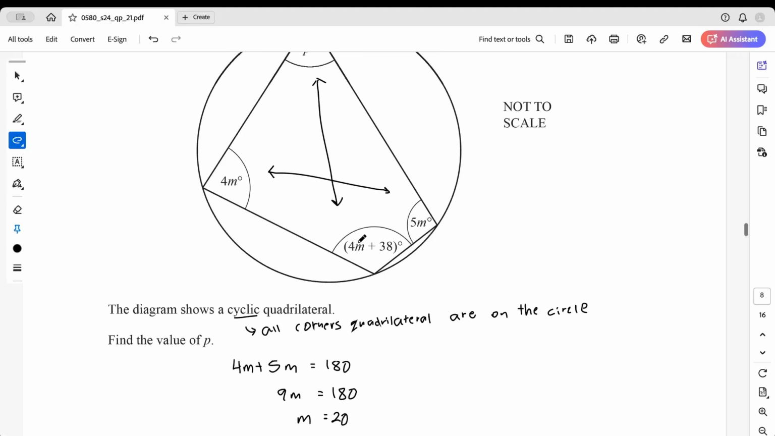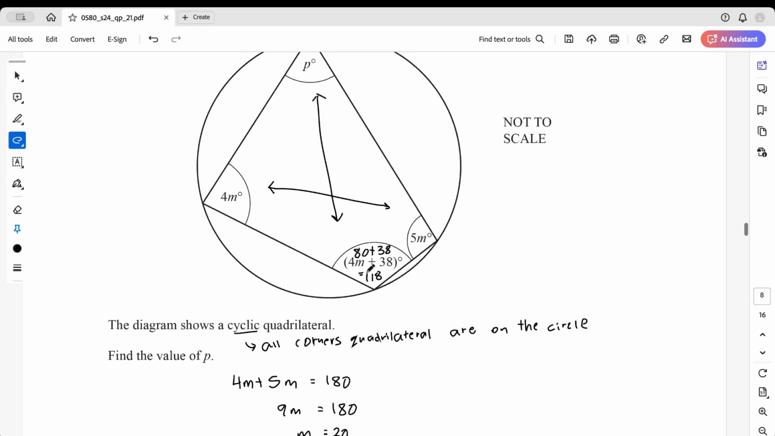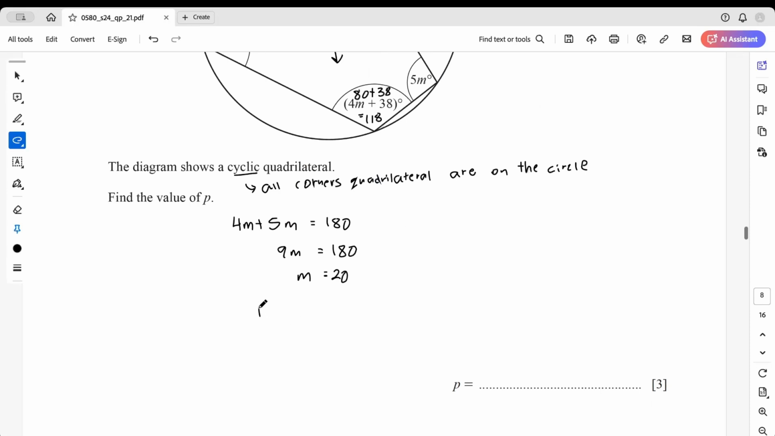So substituting 20 into here, we get 80 plus 38, which is 118. So we know this part is 118. So p plus 118 must be 180 due to the circle theorem. Therefore, p will be 60.